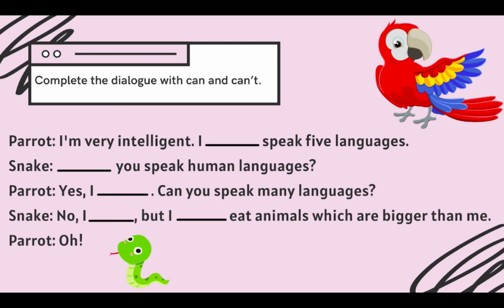Parrot: I'm very intelligent. I speak 5 languages. Snake: You speak human languages? Parrot: Yes, I. Can you speak many languages? Snake: No, I. But I eat animals which are bigger than me. Parrot: Oh, can you do this?